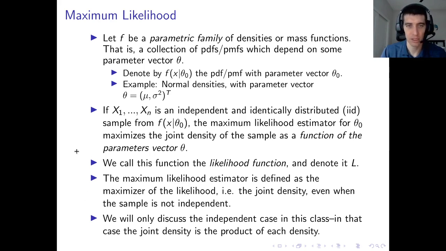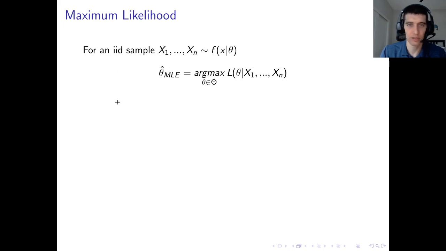Okay, so let's put some equations on here because I think sometimes the equations are a little easier than all of the English. So we have an IID sample. These are endpoints, independent and identically distributed, and they are drawn from some density, some parametric family for some value of theta. Okay. So the MLE, I put the hat on here to denote that it's an estimate.